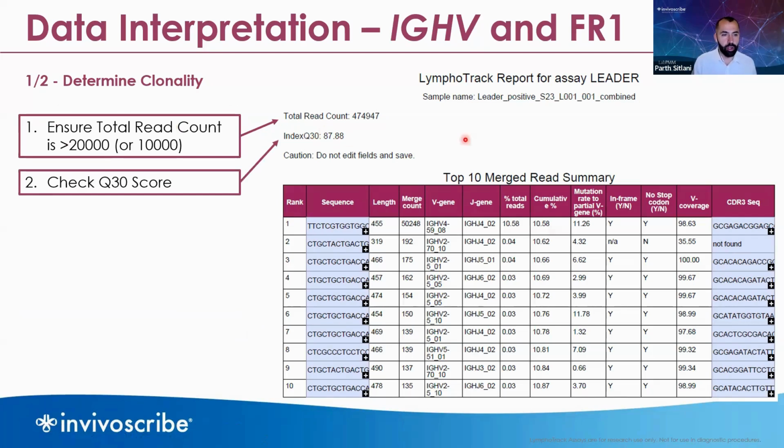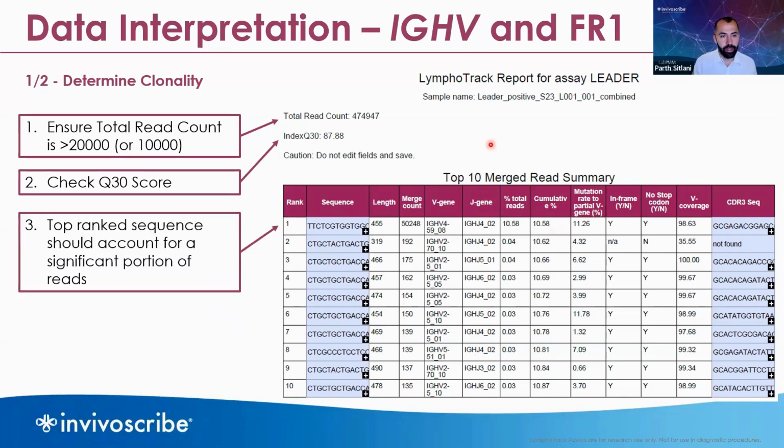And then we take a look at our top 10 merged read summary. This table has a lot of information on it, but it's quite simple to look at. This is the most frequently identified VDJ rearrangements in our sample that's tested here for IGHV leader. So number 1 is the most commonly detected sequence in this sample. Number 2 is the second most common. Number 3 is the third most common, and so on.